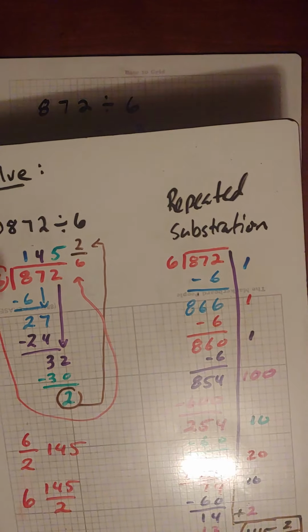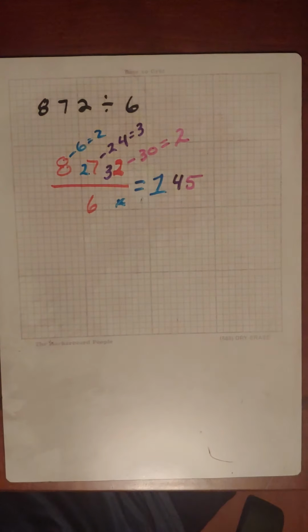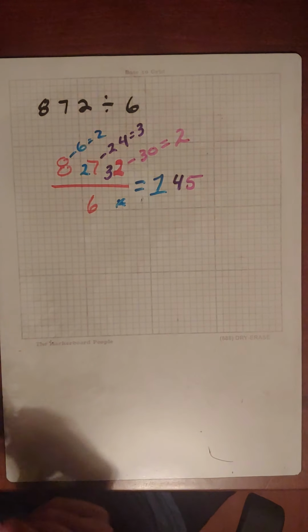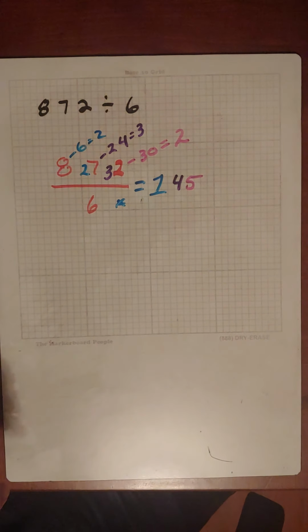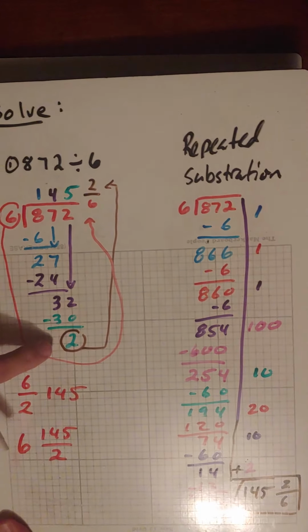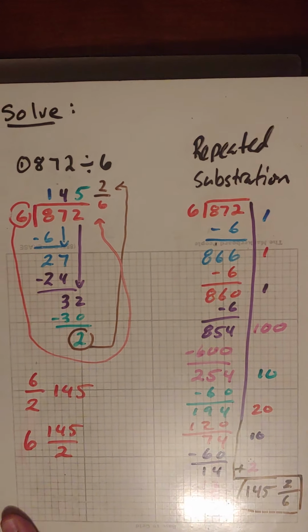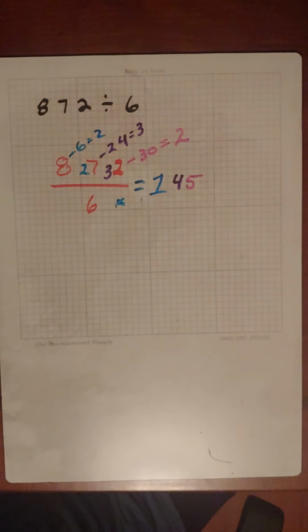We still got 145. I still got 145. The process is basically the same. What's different is right now I have to do something with that remainder. And my issue with this was students didn't know what to do with the remainder. Like they had no idea. They did all this crazy stuff down here.